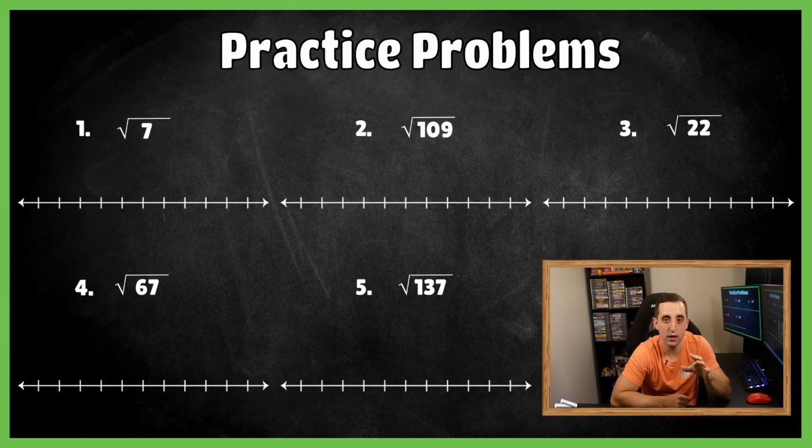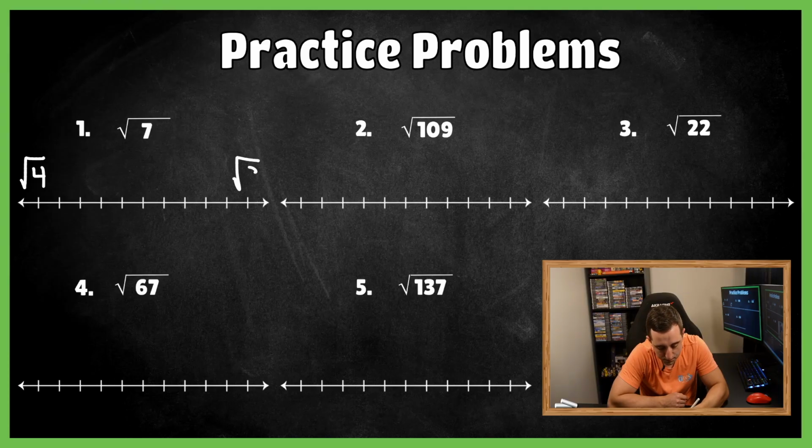So I'm assuming at this point you have tried out all 5 questions and now you're ready to go over the answers. Can you go 5 for 5? Well, it's a moment of truth. Let's go ahead and find out. The square root of 7 falls between the 2 perfect squares of 4 and 9. The square root of 4 is 2, and the square root of 9 is 3.